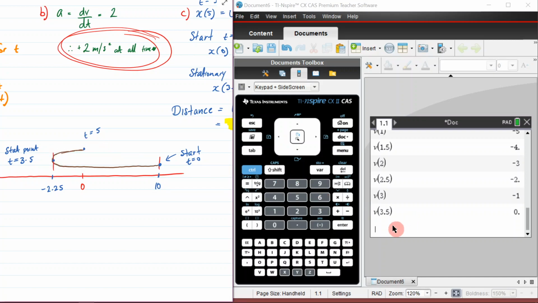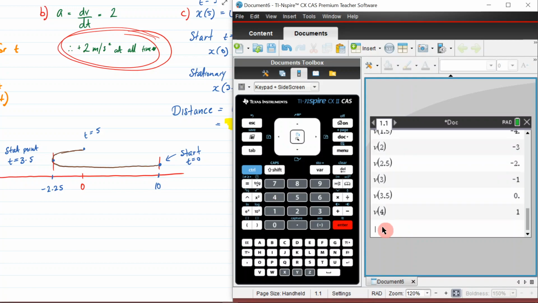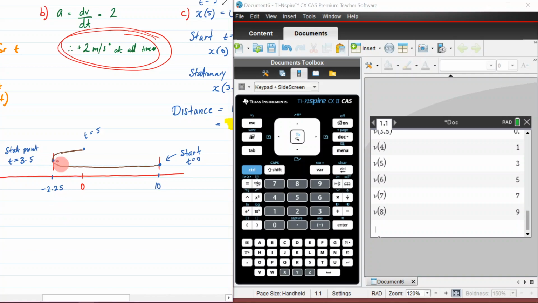Once I go past my stationary point, what's v of 4? That's 1. What's v of 5? 3. What's v of... oh, sorry. I knew I was going to do that. 6 comes after 5, just so you know. V of 6 is 5. V of 7 is 7. V of 8. My velocity is speeding up once I've gone past my stationary point.